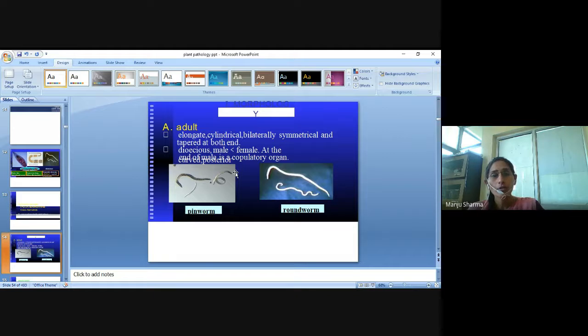The morphology of nematodes is like the adult structure. Here we are taking two examples, pinworm and roundworm. The adult is elongate, cylindrical, bilaterally symmetrical and tapered at both ends, dioecious with male and female. At the end of the male is a copulatory organ, and the posterior end is curved.